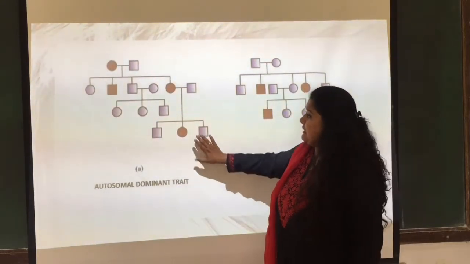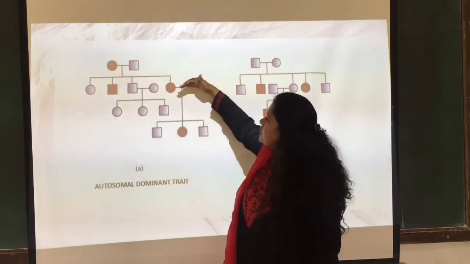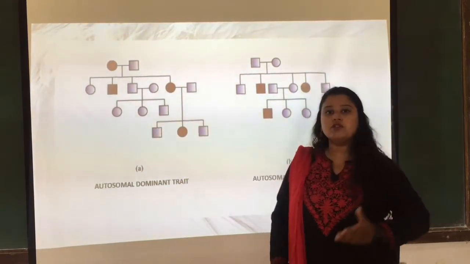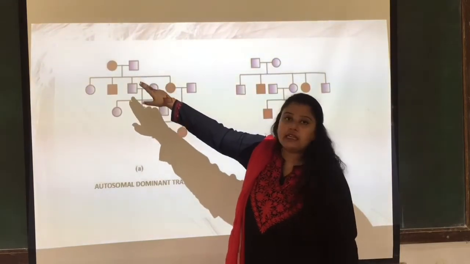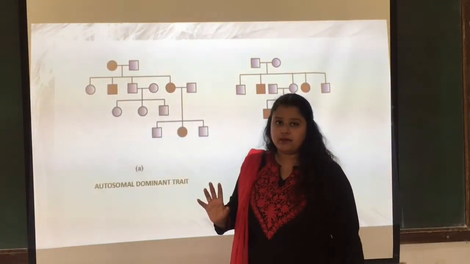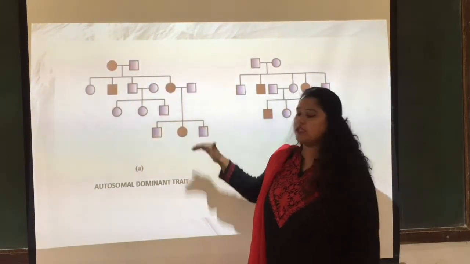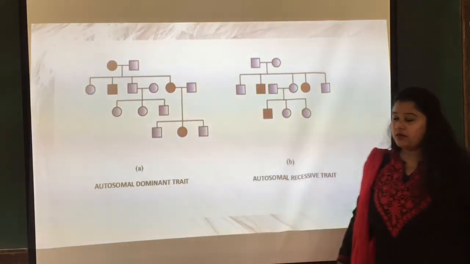So as they are expressing in the particular generation, this was the first generation, this is second, and this is third generation, right? So as they are passing from generation to generation, it is said to be autosomal dominant trait, because from the starting it was dominant, right? For this reason it was passed to the first generation and also to the second generation, right? So it was all about the autosomal dominant trait.